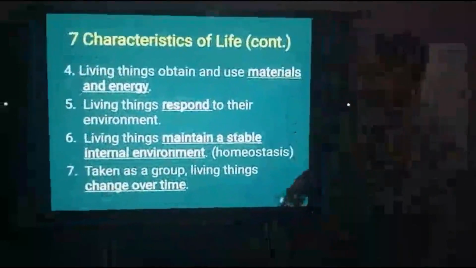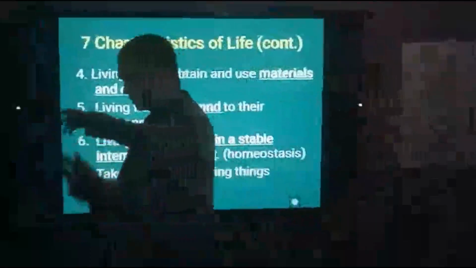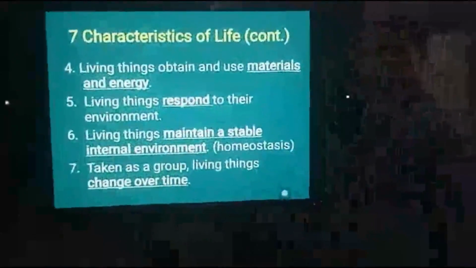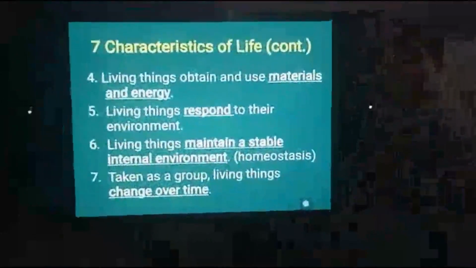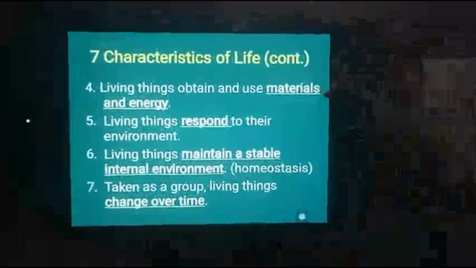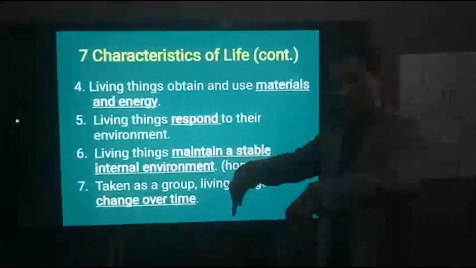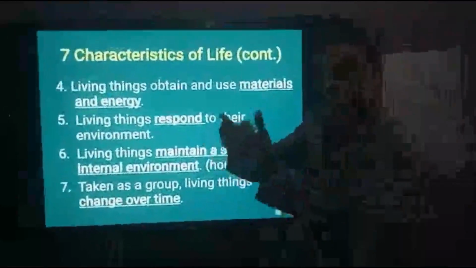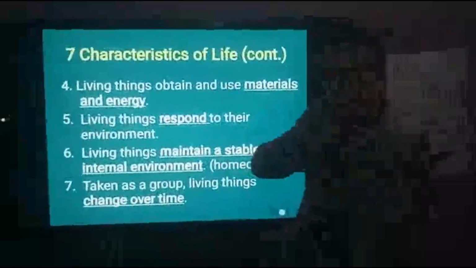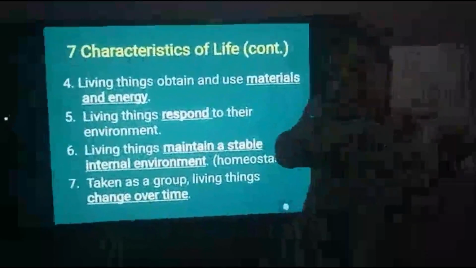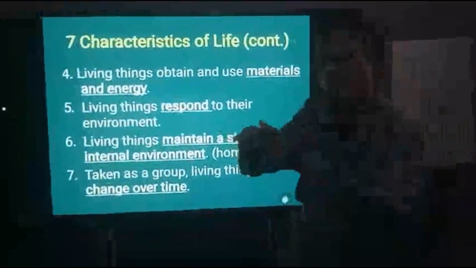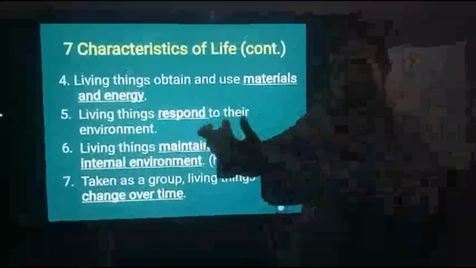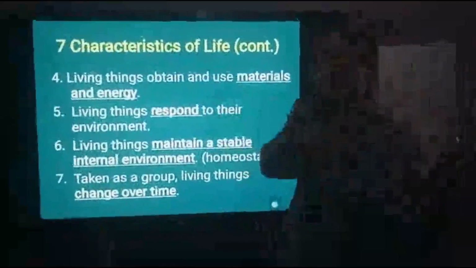Okay, the fifth characteristic is saying what? Living things respond to their environment. What is the meaning of that? It means if somebody calls you from outside when you are sitting inside the class, you always give your attention to that person. Why? There is a signal coming from outside to you, so you turn your face and inquire who that is.